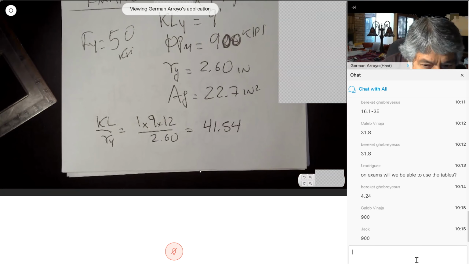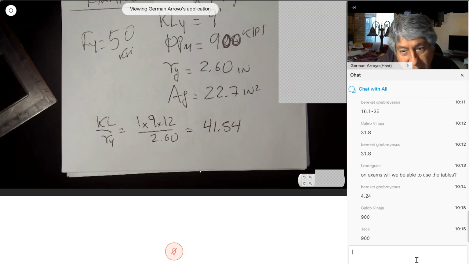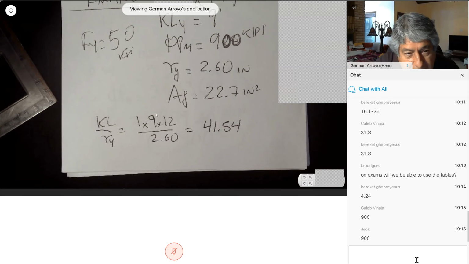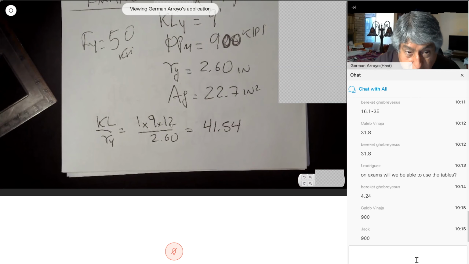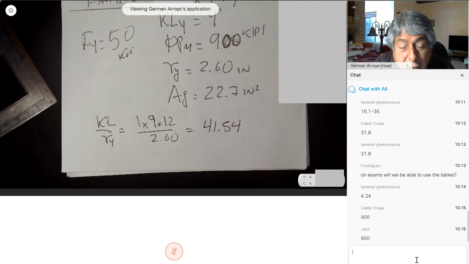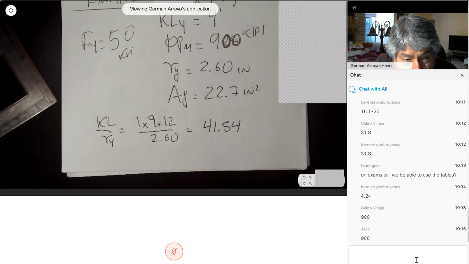Most of the mistakes that I found in the past, I know that you're better than the people that came before you, is that people forget to multiply this times 12. If you forget to multiply this times 12, it's going to tell you that your column is stronger. I'm going to show you later in the graph. So don't forget that because this is inches, that has to be inches. You need to multiply that. So 41.54 is our KL over R.